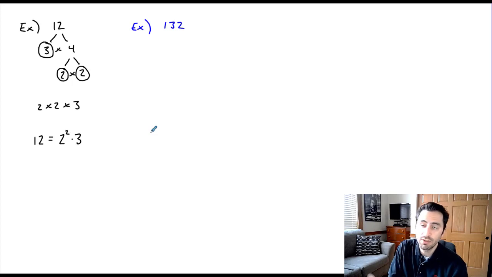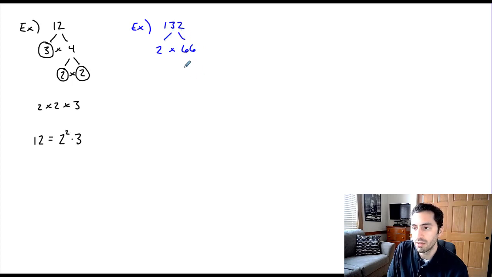So when I look at this, the first thing I notice is this is an even number. So I should be able to divide this by 2. So 132, if I divide that by 2, what I'm left with is 2 times 66. So I can break down 132 like this. Now 2 is a prime.